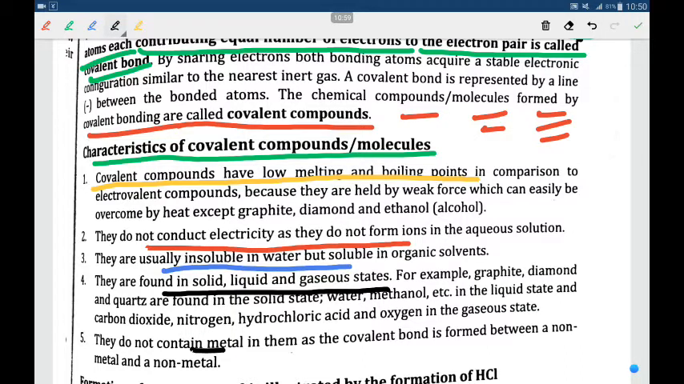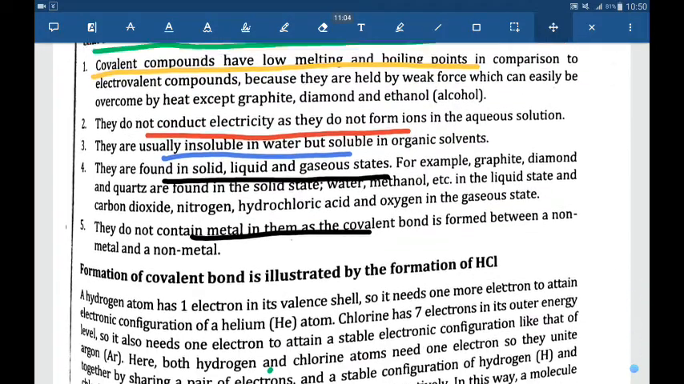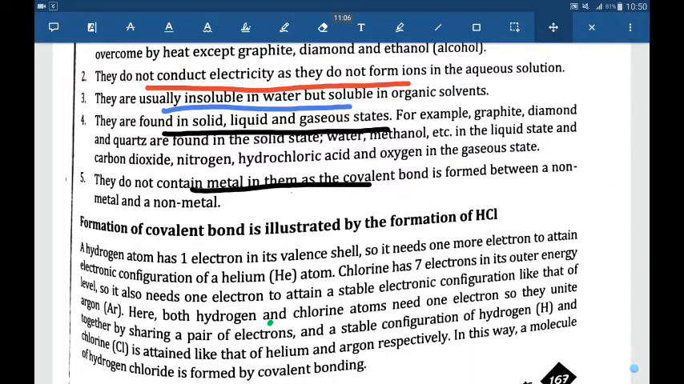Covalent compounds do not contain metal, because metal does not share the electrons. Metal always donates electrons.